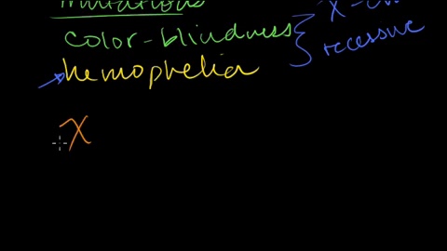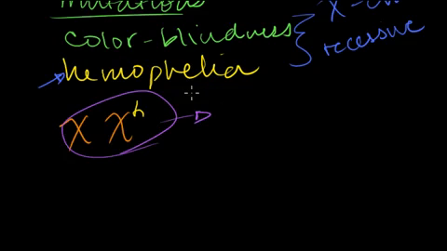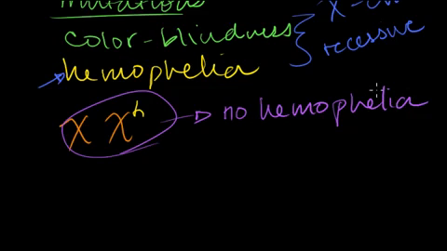She has one regular X chromosome, and then she has one X chromosome that has, I'll put a little superscript there for hemophilia, the hemophilia A mutation. She's just going to be a carrier. Her phenotype right here is going to be no hemophilia. She'll have no problem clotting her blood.